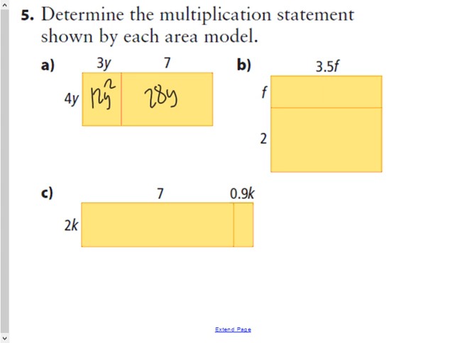Here we would have 3.5f squared, and here we would have 7f. So again, our answer would be, what is f plus 2 times 3.5f? The answer is 3.5f squared plus an additional 7f. And finally, here we'd have 14k, and here we'd have 1.8k squared.